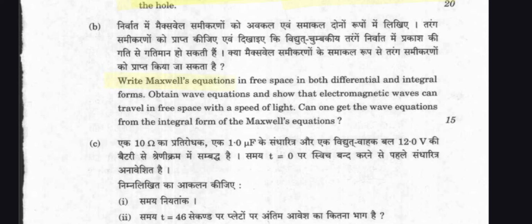Write the Maxwell equations in free space in both differential and integral form, and derive a plane wave equation, so that the electromagnetic wave can travel in free space with the speed of light. Can one get the wave equation from the integral forms of the Maxwell equations? And question number C.